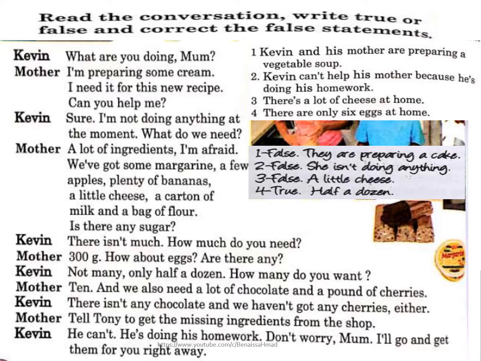Number 3, there is a lot of cheese at home. There are. Number 3, it is false. A little cheese, not many, a little. Not many or not a lot. Number 4, there are only 6 eggs at home. It is true. Half a dozen is 6. Okay.